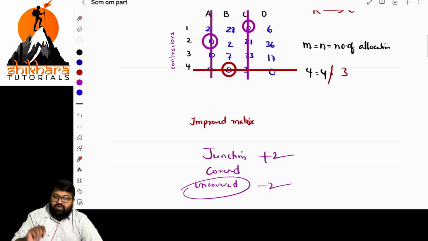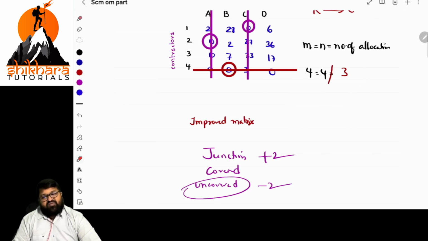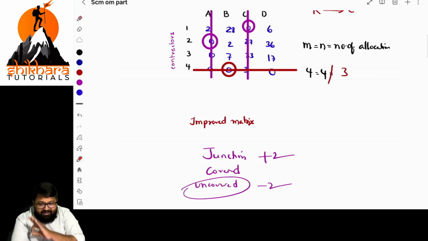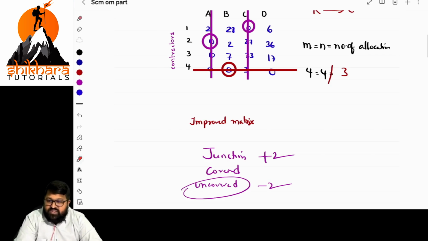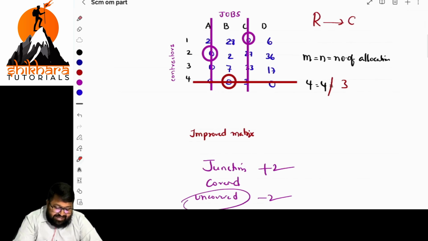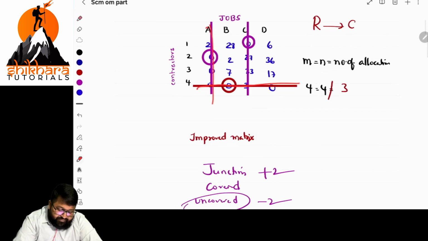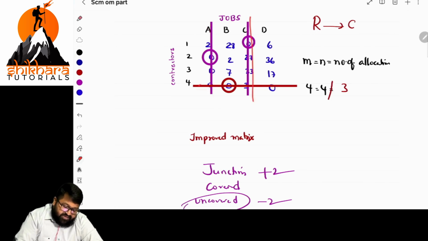When the test or check is not satisfied. What is the check? M equals N equals the number of allocations. If it is satisfied, fine. If it is not satisfied, then we need to go with the next step, that is improved matrix. What do we need to do for improved matrix? Just categorize the entire matrix into 3 categories: junctions, covered, uncovered. What are junctions? Intersection of 2 lines. Here there is one element, that is a junction element. Even here there is a junction.